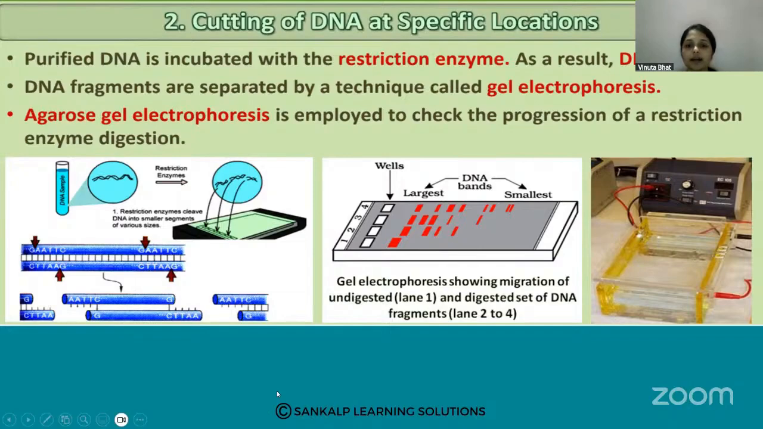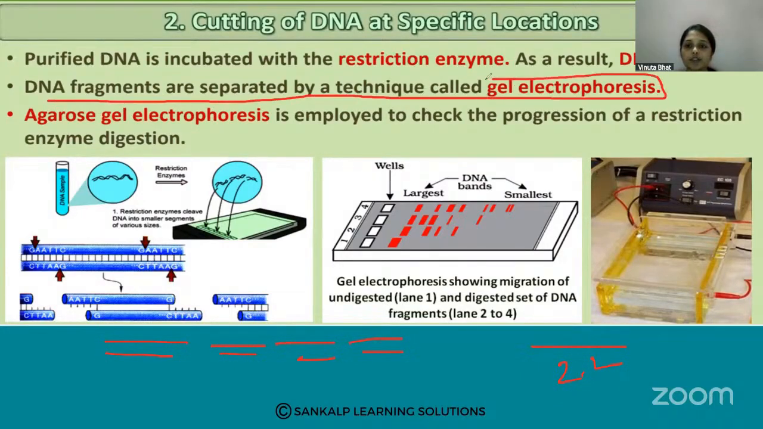You know that the length of the DNA is 2.2 meters. But the restriction enzymes make the fragments of the DNA like this. Then the DNA fragments are separated by a technique called gel electrophoresis. Already we have studied this gel electrophoresis.